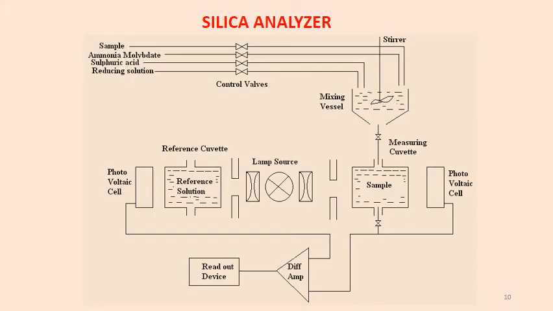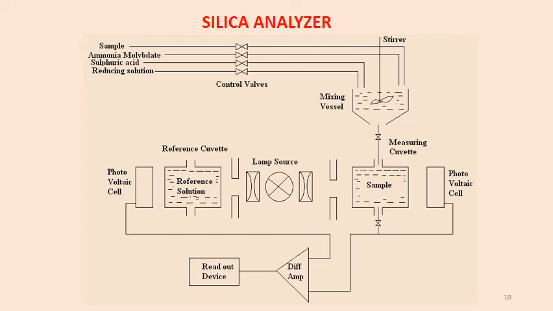The instrument used to measure silica content is called a silicometer. It uses the colorimetric principle for the measurement. The sample is prepared for analysis by adding ammonium molybdate solution, sulfuric acid, and a reducing solution to the sample.